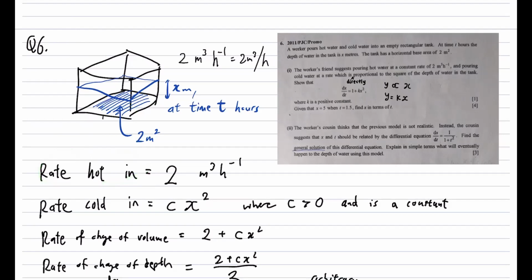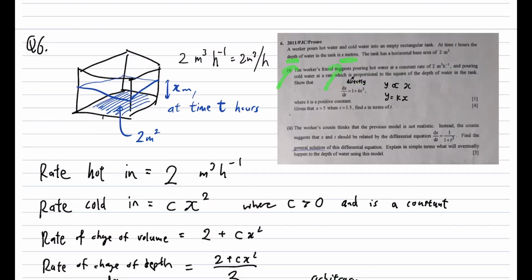But we realize there are two things going in, hot water and cold water. So first I figure out the rate of hot water going in. They tell you already: pouring hot water at a constant rate of 2 meter cube per hour. So just write down 2. Then how about cold water in? Cold water is going in at a rate which is directly proportional to the square of the depth. Depth, they tell you already over here. Depth is x meters. Can you see my highlight?